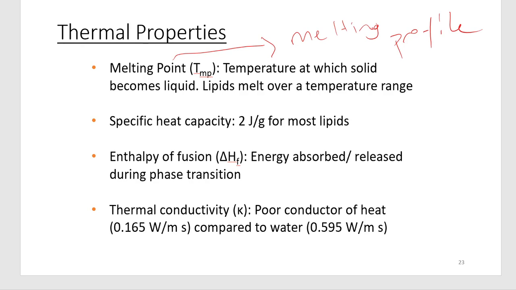Enthalpy of fusion is the other thermal property. It's the energy absorbed or released during phase transitions such as melting and crystallization. Thermal conductivity is an important thermal property. Fats and oils are poor conductors of heat, especially compared to water. That means we spend more energy to heat oils and fats.